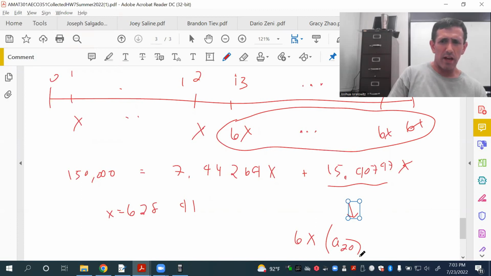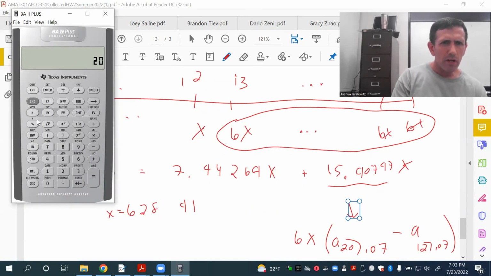So it's A_N, which is 20, minus A_K, here it's 12, all times their payment of 6x. Okay. 20N, 7 interest, 1 payment, compute present value. All right, so I'll make that a positive.